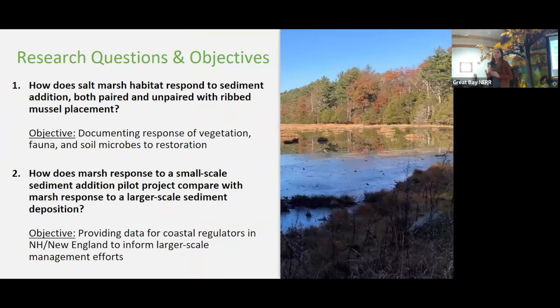So with these considerations, I have two primary research questions for my dissertation work. First, how does salt marsh habitat respond to sediment addition, both paired and unpaired with ribbed mussel placement? And my objective here is to document the response of vegetation, fauna, and the soil microbial community to restoration. Secondly, how does marsh response to a small-scale sediment addition pilot project compare with response to a larger-scale sediment deposition? And my objective here is to provide data for coastal regulators in New Hampshire and New England on a larger scale to inform future management work.